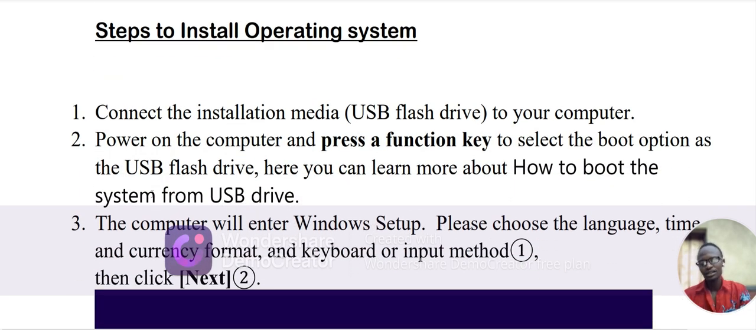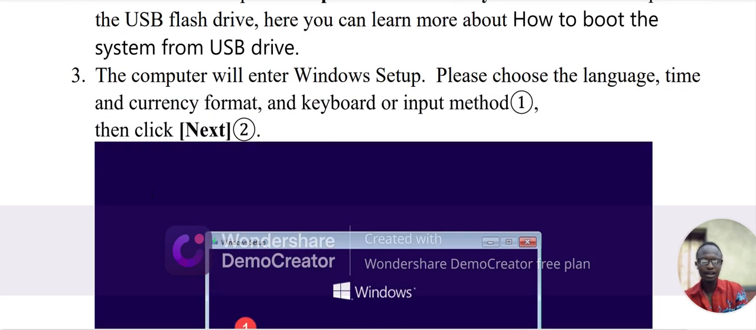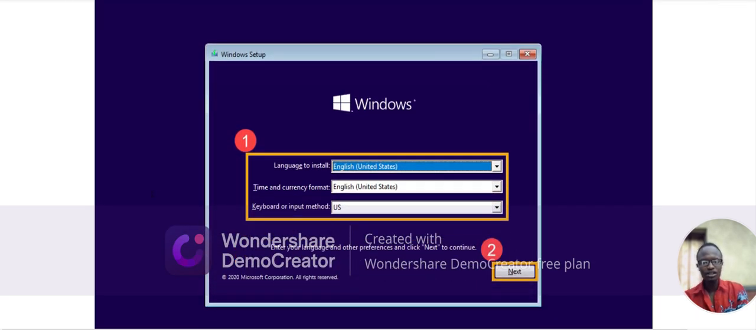The next step is that the computer will enter the Windows Setup. Please choose the language, time and currency format, and the keyboard or input method, as we see in this window. You will be able to choose the language you need to install the operating system. Here you can choose English (United States) or another language you need, but Kinyarwanda is not found here.